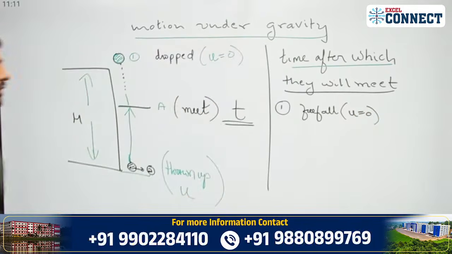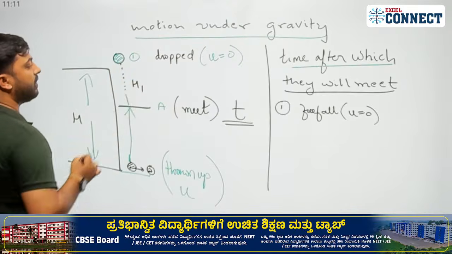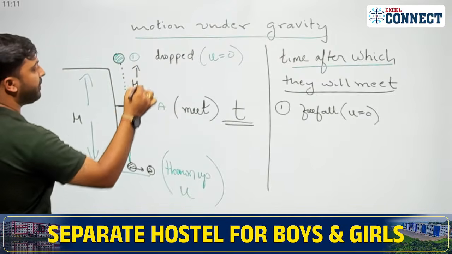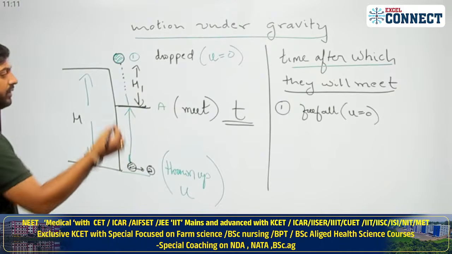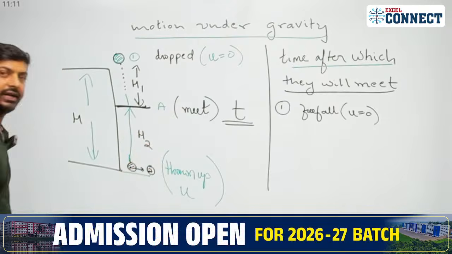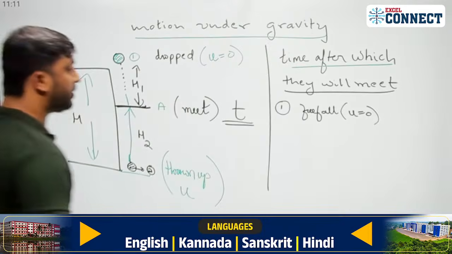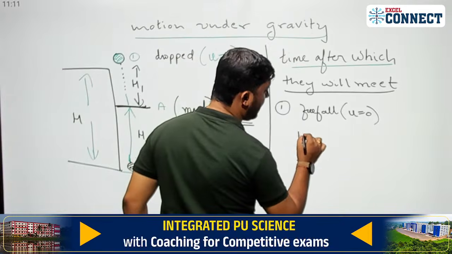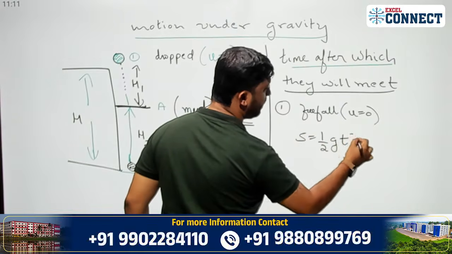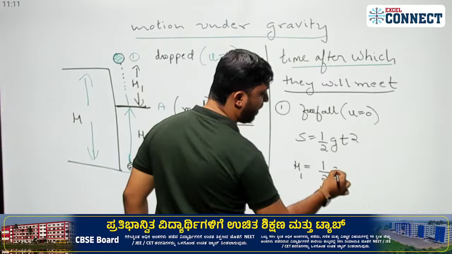Now let it travel a distance of h1. From the point of release to A, the distance travelled by the first ball is h1, and the second object is thrown up and reaches point A. The distance travelled by the second ball is h2. For the first object, since it is a free fall, the distance formula is s is equal to half gt square. So the distance travelled by the first ball is h1 is equal to half gt square.